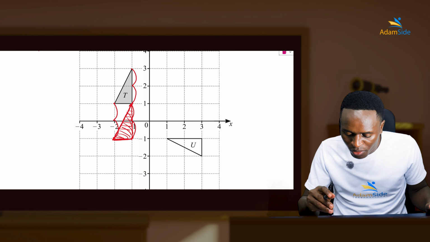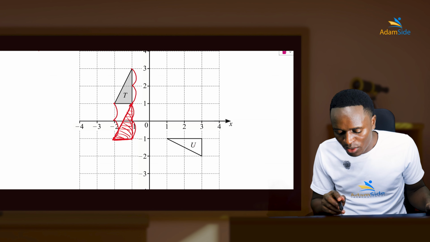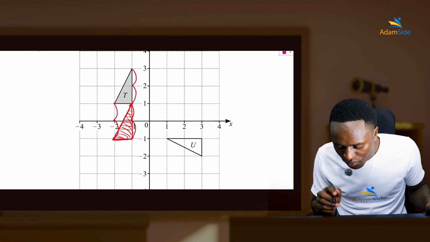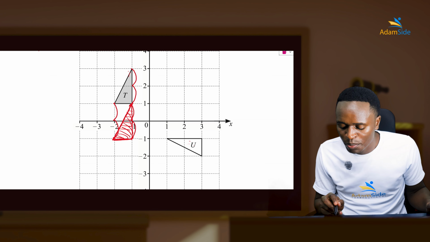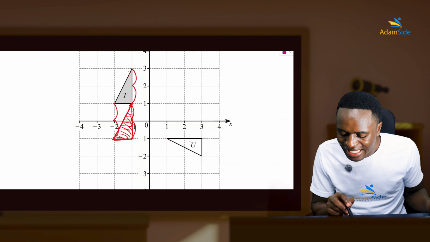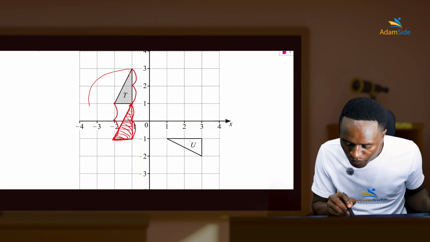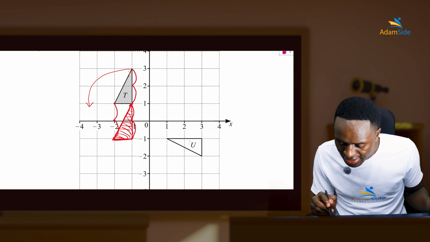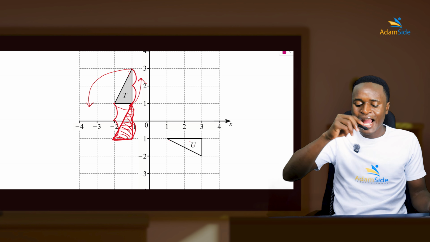They say from triangle T, remember we're talking about triangle T to triangle U. How did triangle T move to triangle U? First of all, this shape rotated because this angle here is on top, and this one goes on the other side. So this point has moved in some direction. It went that way, and this point went up, and this point pointed down. So it means it was moving anti-clockwise.